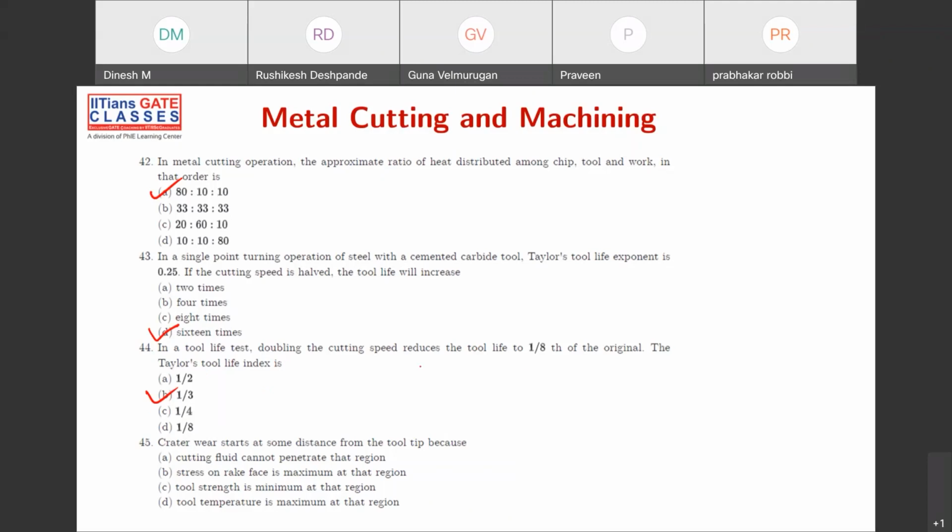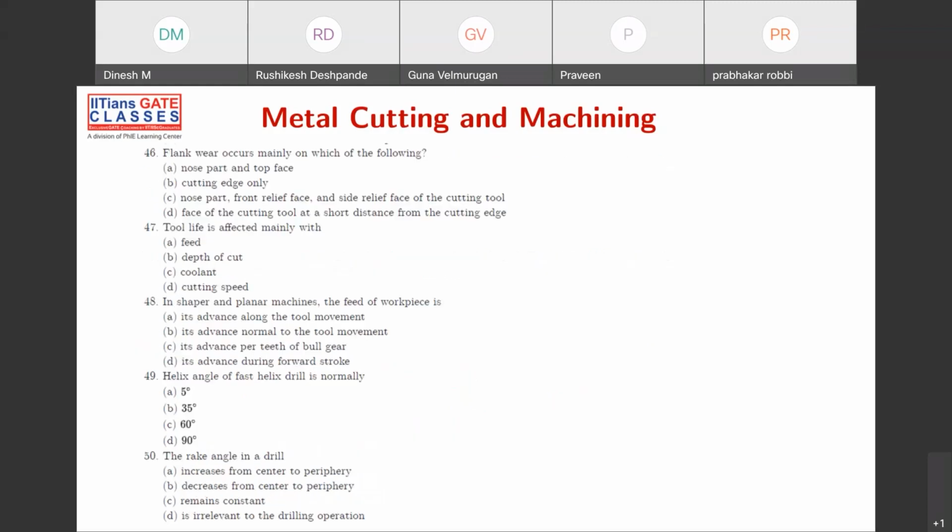I'm not going to do that. You have to use the same thing. That is, what is that? Tool life test. Doubling the cutting speed reduces tool life. So, doubling the cutting speed in the sense V2 is 2 into V1 and T2 is T1 by 8. Then he's asking what is the value of n. You can easily find it is 1 by 3. You do that. Okay. And then this crater and all we are skipping.